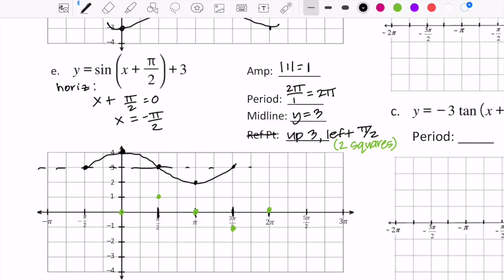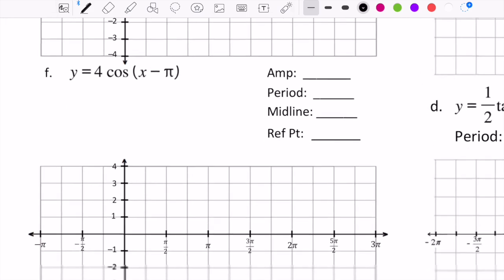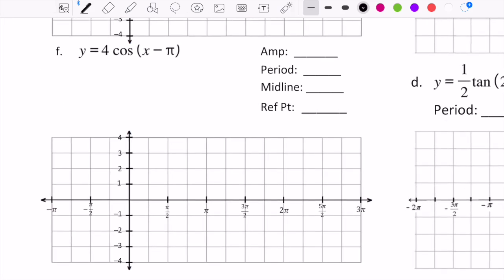Okay, last one on this page. So the amplitude is going to be 4. Period is 2 pi divided by the number before x, which is just 2 pi. I don't have any vertical shifts, so it's just going to be y equals 0. And then to find my horizontal, when it's sine or cosine, I set it equal to 0. So I get x equals pi, which means this is going right pi.